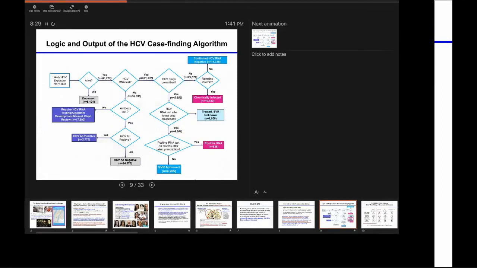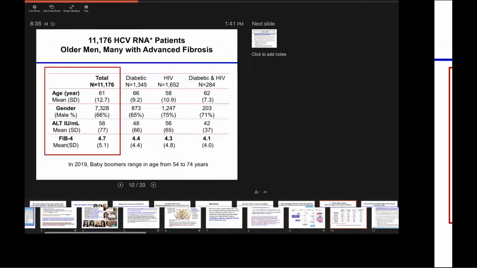So this is Max's algorithm. If anybody wants the details, please stop by, because I really want to get some feedback on it. This is an analysis of 11,000 people that we found whose most recent Hep C RNA test was positive. And the main thing I want to point out is the high FIB-4 score. So the patients in our system who have positive Hep C RNA tests are largely people with advanced liver disease, and we really need to get hold of them.